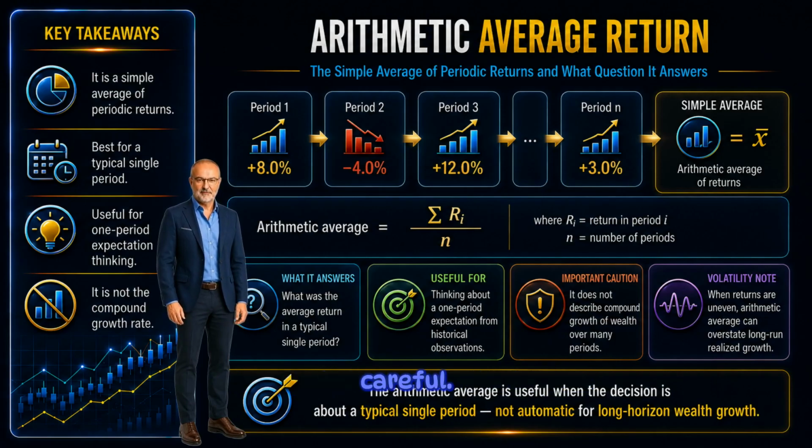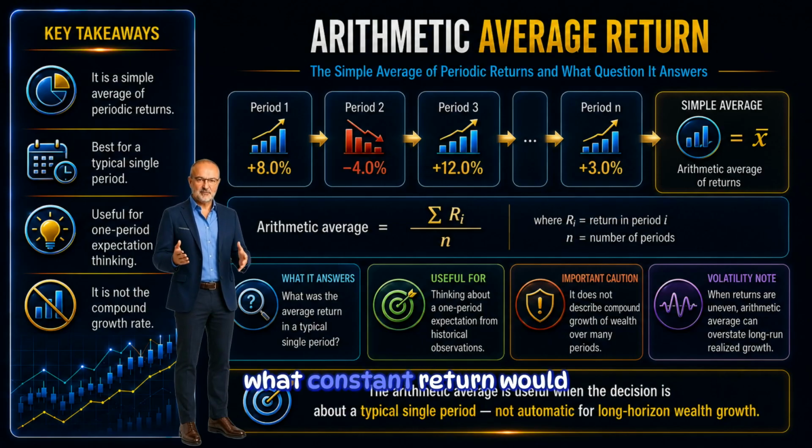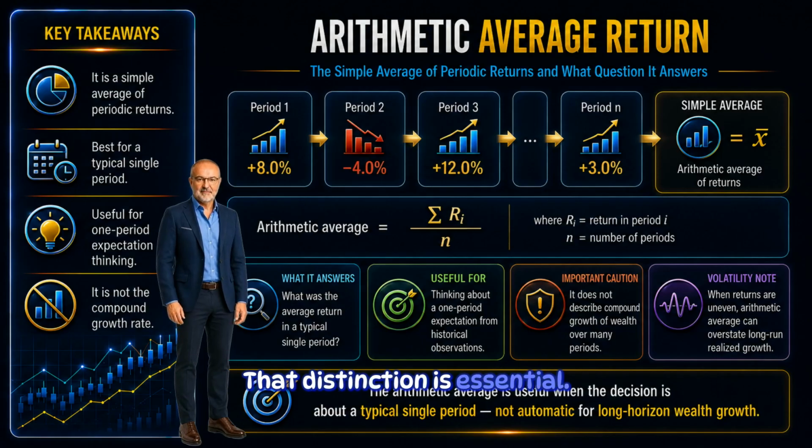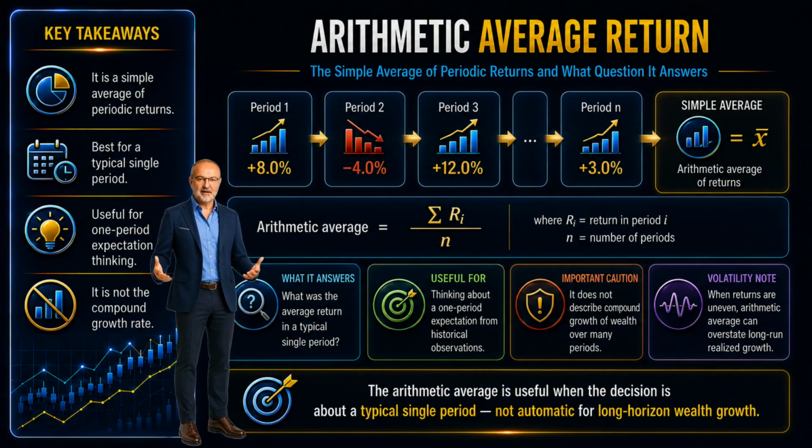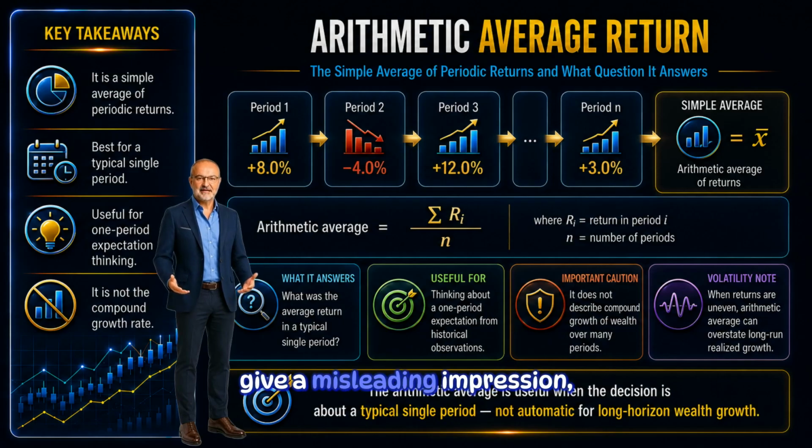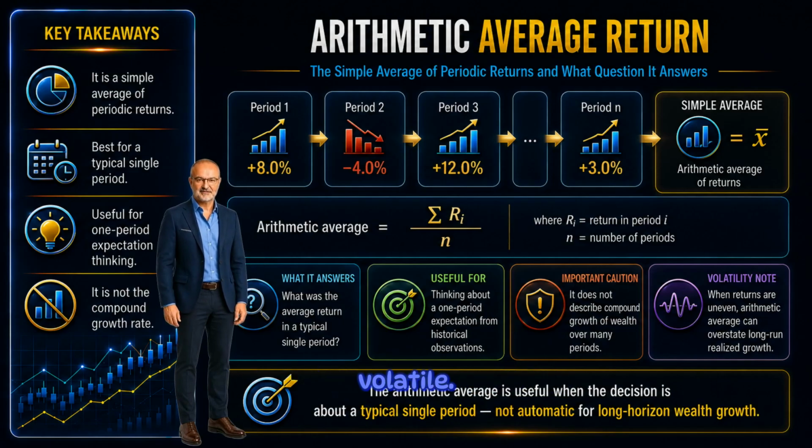But we must be careful. The arithmetic average doesn't describe the compound growth of wealth over multiple periods. It doesn't tell us what constant return would have produced the same ending wealth. That distinction is essential. The arithmetic average can be helpful for estimating an expected return for a single period. But if we use it to describe long-term realized performance, it may give a misleading impression, especially when returns are volatile. A portfolio with highly uneven returns may have a strong arithmetic average, but the investor's actual compounded wealth may grow at a lower rate.